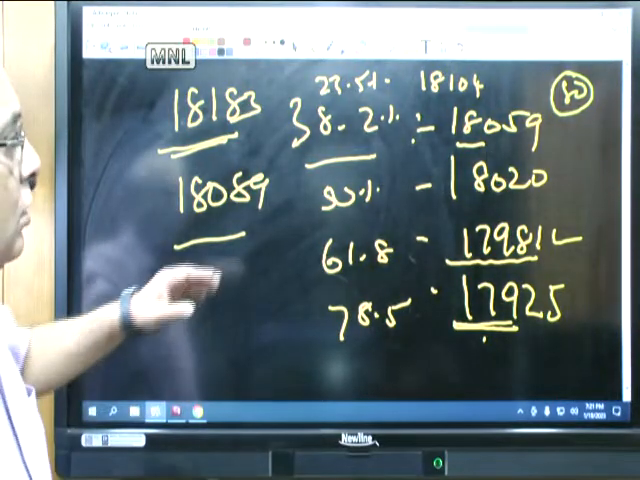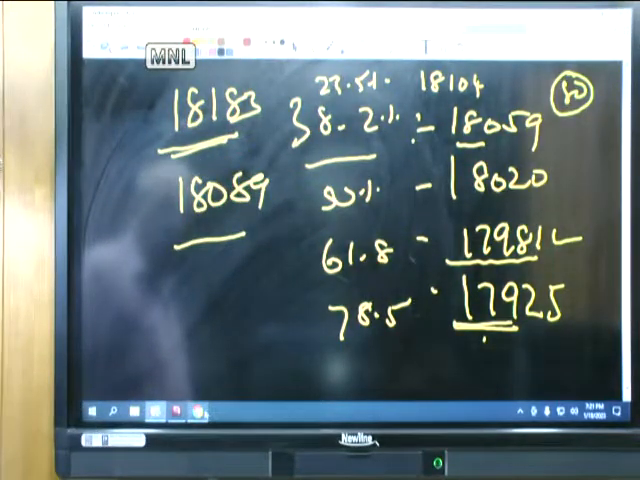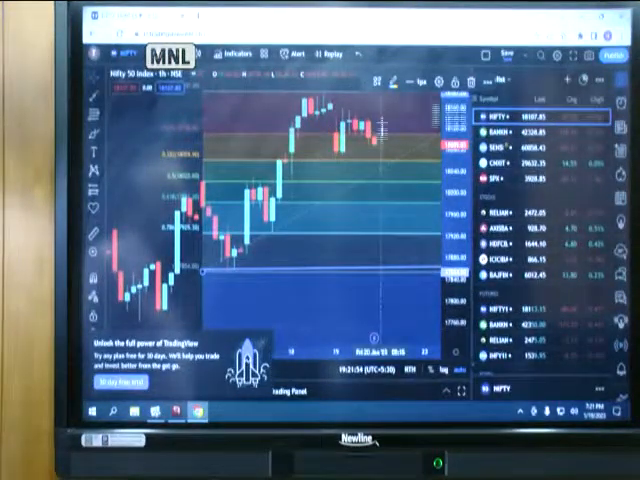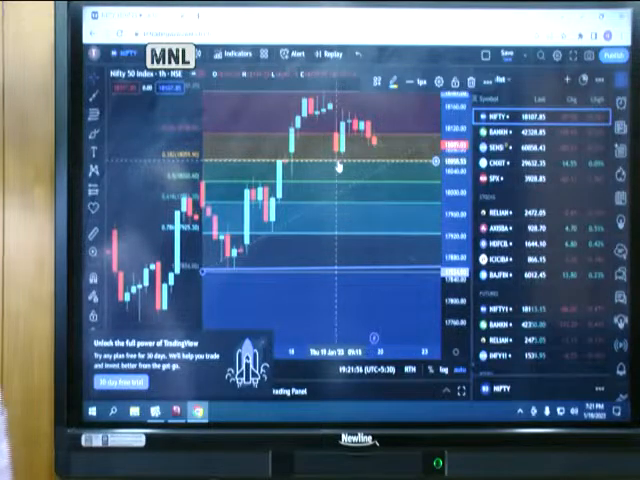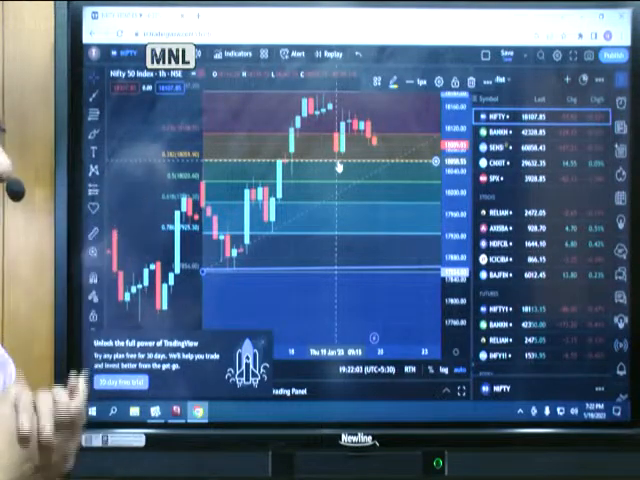Okay. So now 18,104. Let us see what happened today and what can happen tomorrow. Today it fell down to this level, right? It fell to this level. Then it started to cut 18,108 again.